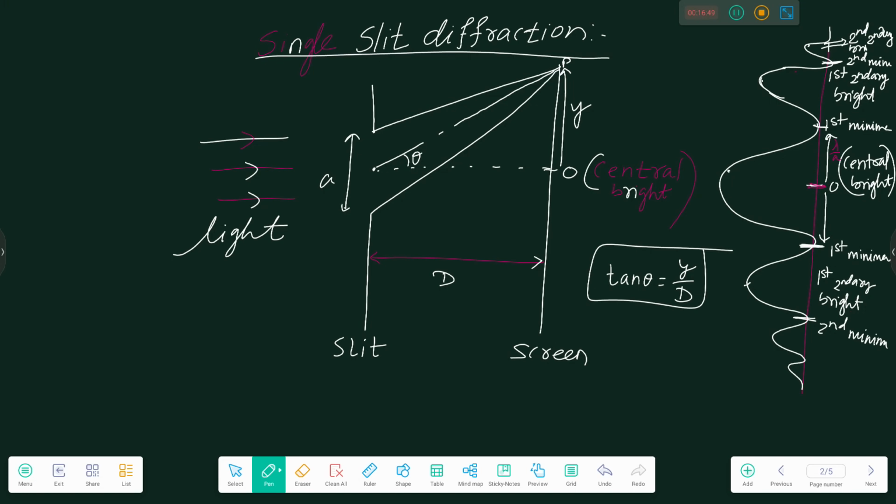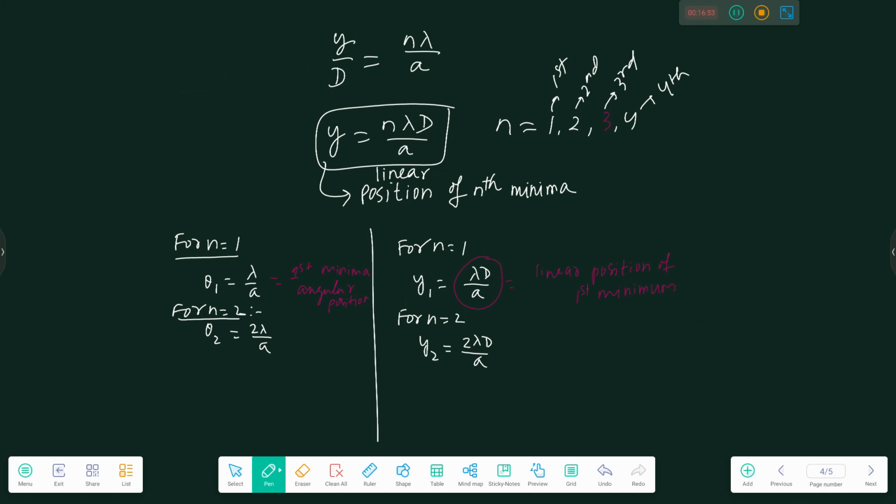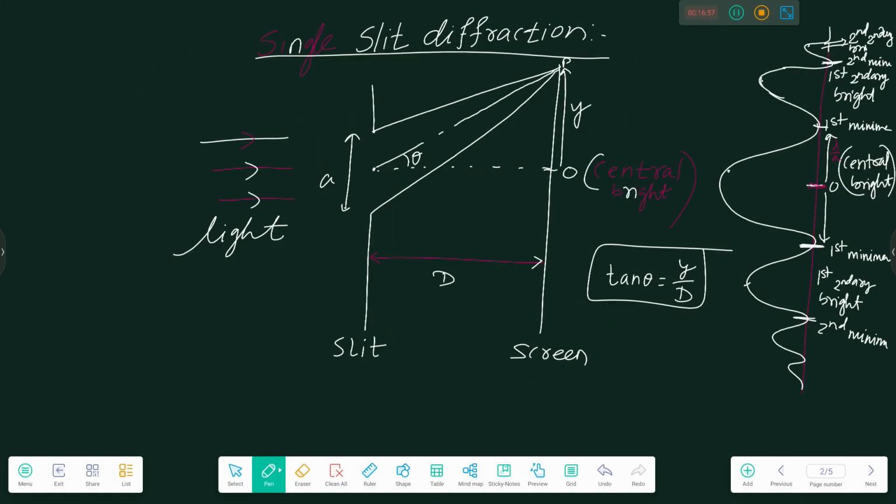Because the first minima position is lambda by A. We calculated here, the first minima is lambda by A. Similarly, below also we have the first minima, so this is also lambda by A. So the angular width of the central bright is coming 2 lambda by A.